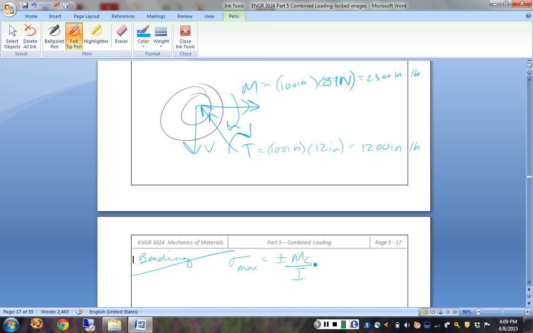Okay? So we know our bending moment is 2,300. We know our C is half the outer diameter. That outer diameter was 2.375, and we'll take half of that. And that moment of inertia we figured out a second ago was 6.657 inches to the fourth. So we have this guy is plus or minus 4,103 psi.